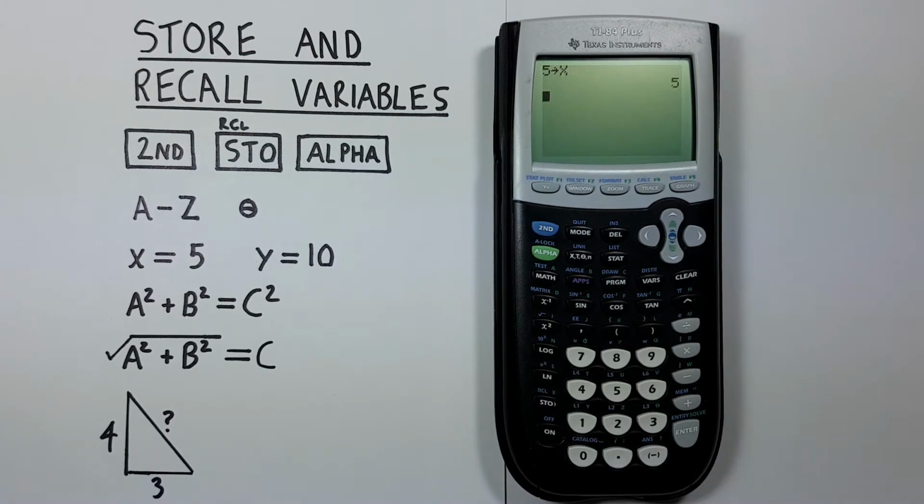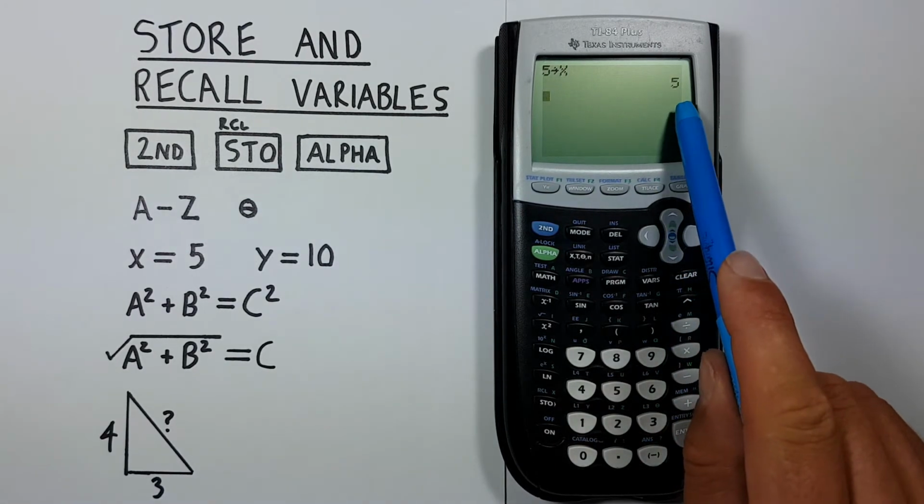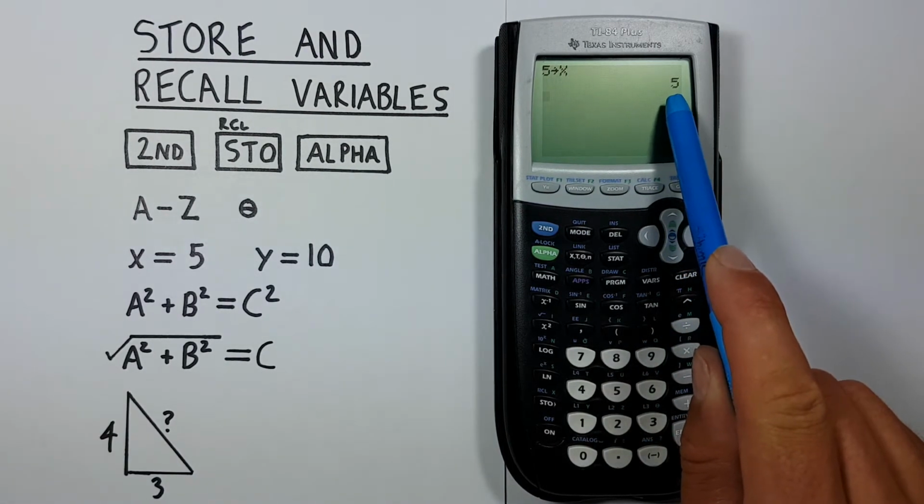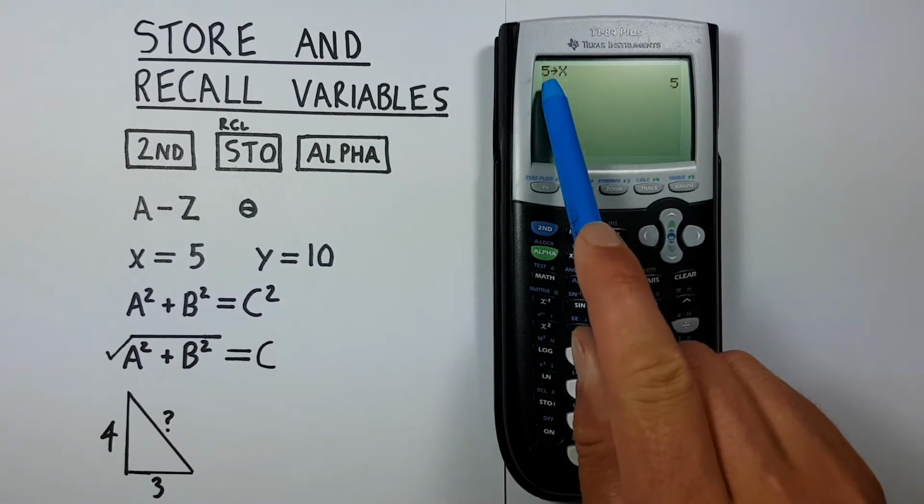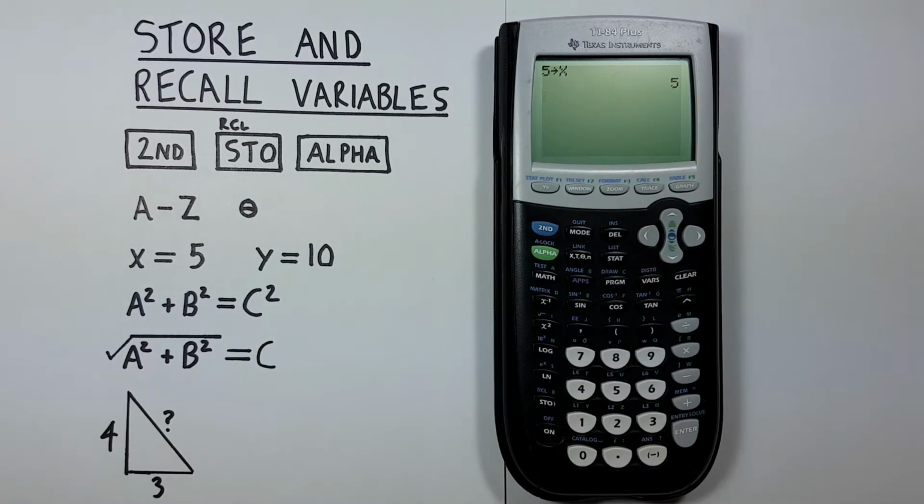If we press enter, we'll get 5 on the other side of our screen, and 5 has been stored as x. We can also store the result of calculations.